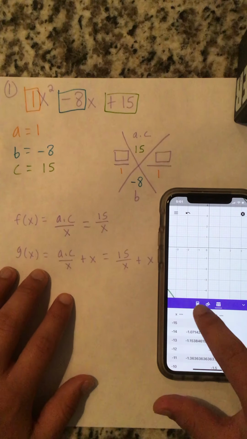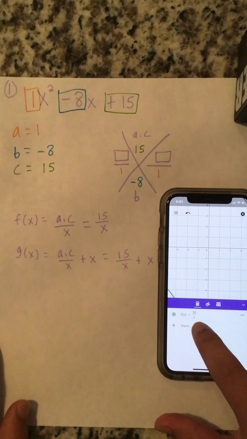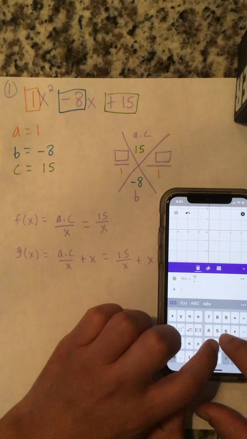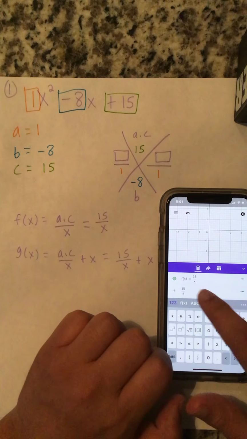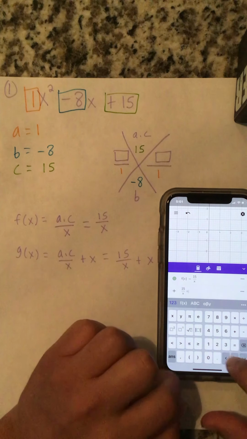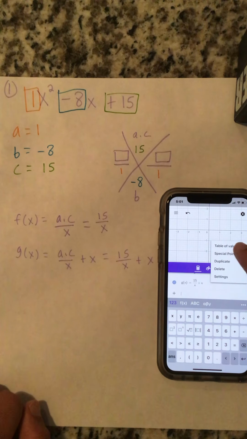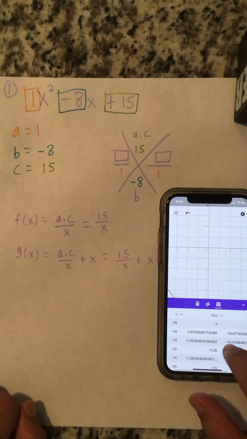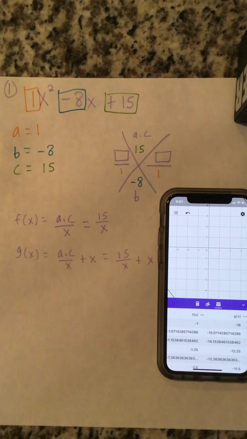But I still have my second equation. Click back to the calculator button where it says input, and type the second equation right there: 15 over x, and kind of space to the right, plus x. You don't have to really click anything. Just click the 3 dots again, click table of values again, and now both of the tables come up here.